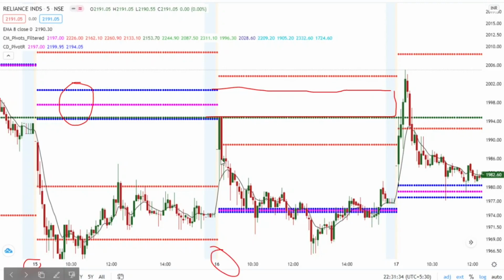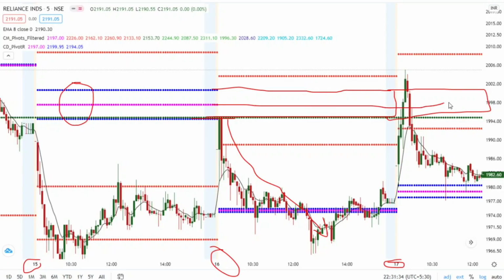On 16th, what happened? Price made a big bullish candle at the bottom CPR, then price made a big bearish candle and all of a sudden you can see a big fall. On 17th, I will extend this level again because it is still a virgin CPR. Still price didn't touch this level. So it is still a support and resistance level for another day.